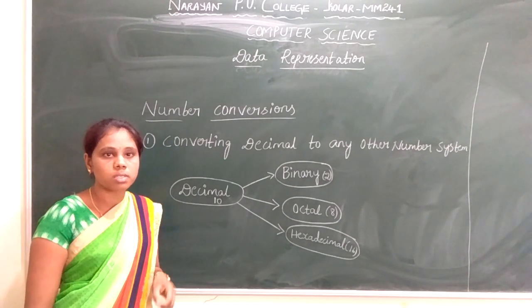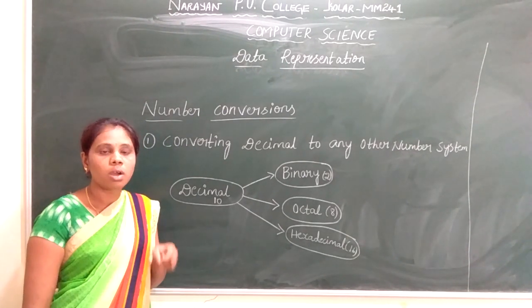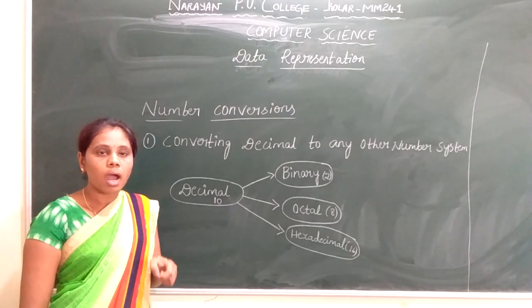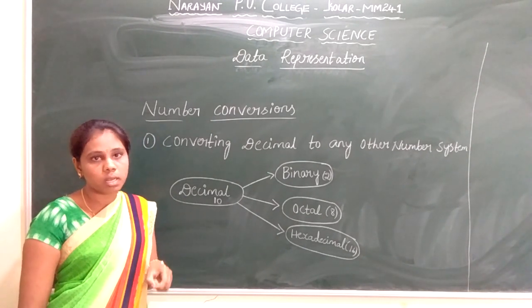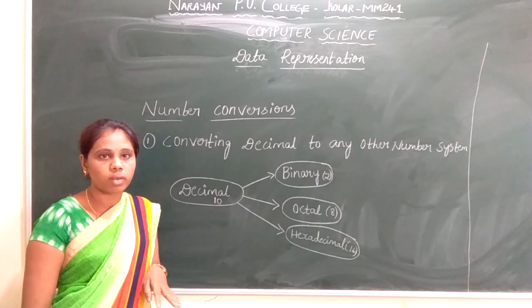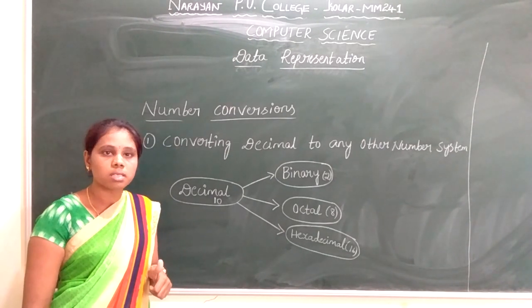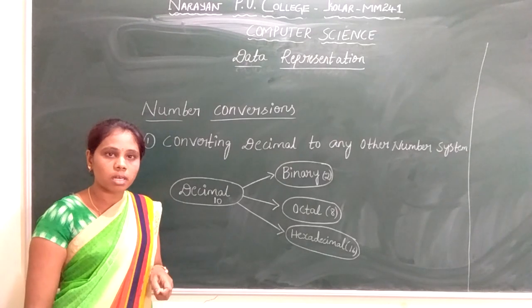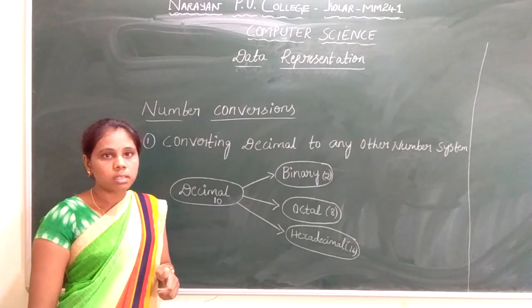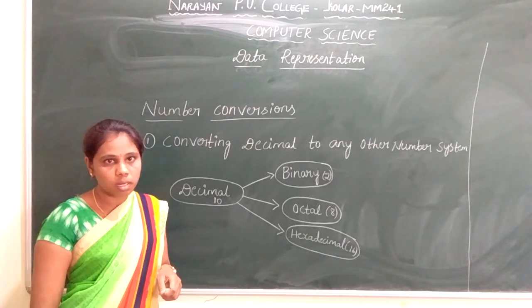In positional values each and every digit has its own positional value, and the positional number system is categorized into 4 different types. First one is the decimal number system, second is the binary number system, third we studied the octal number system, and last we studied the hexadecimal number system.